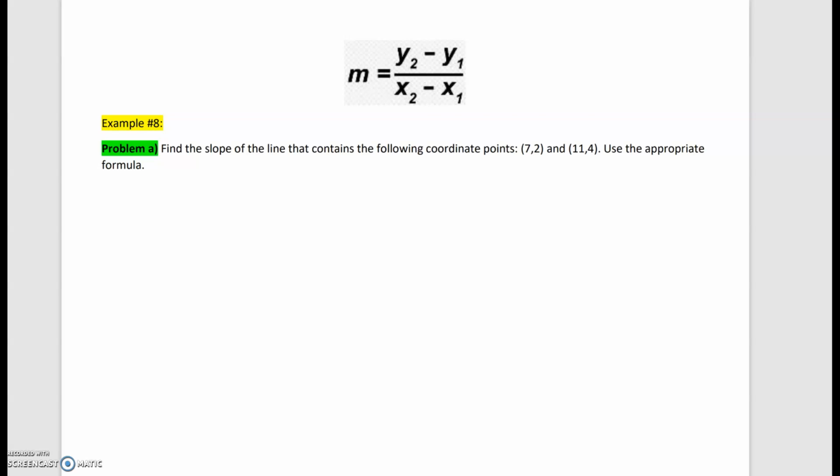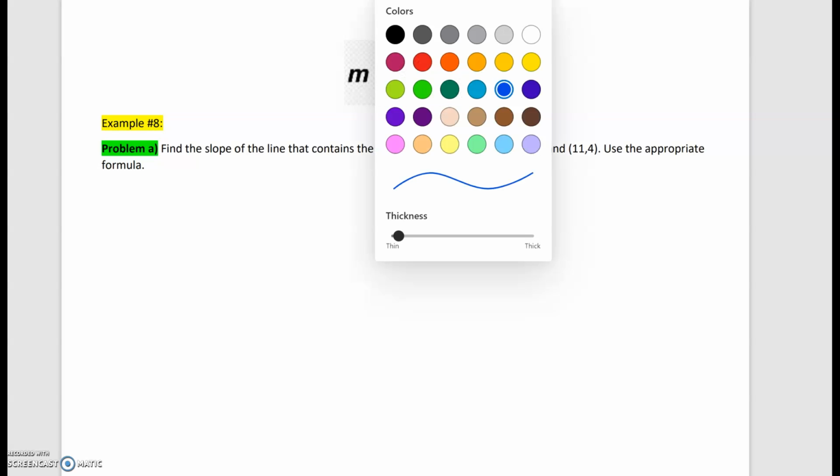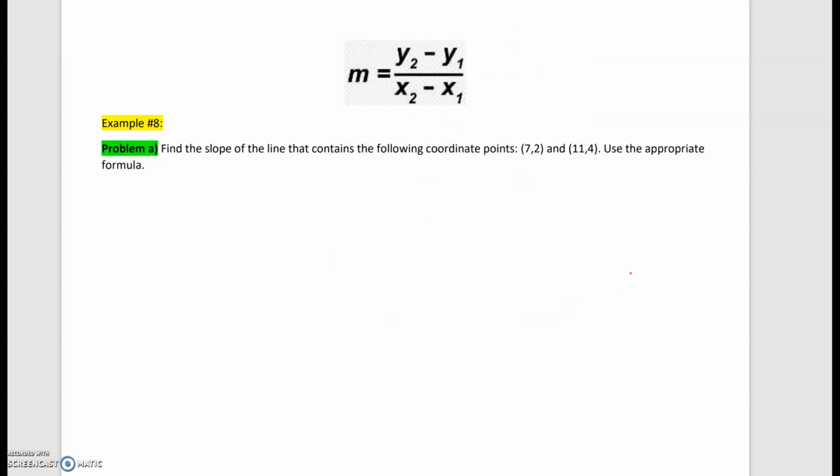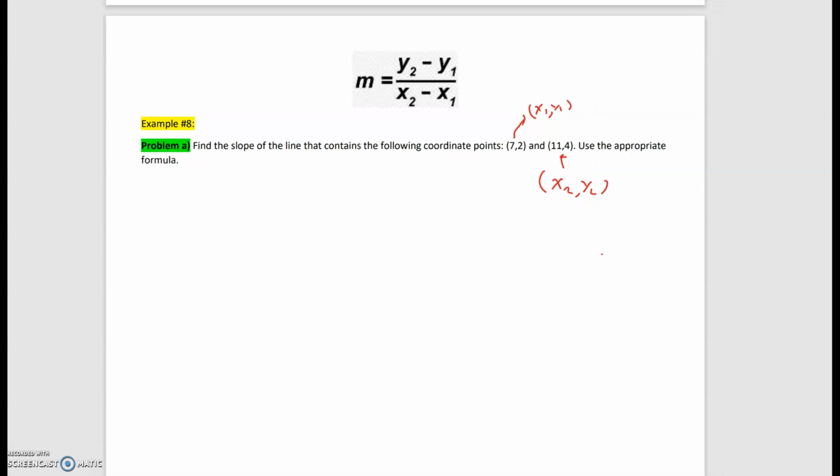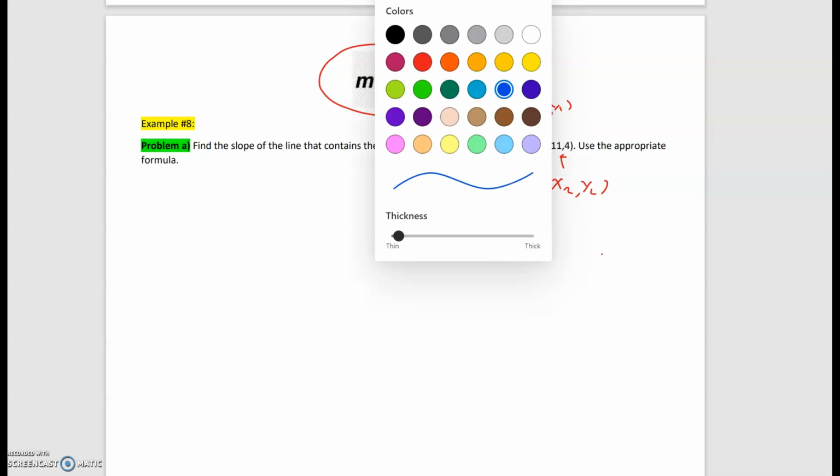Hi class, for these problems we're going to be calculating the slope of a line, but they're only going to give us the coordinate points. So what we're going to do here is the following. The first coordinate point that's given, label it as x1 comma y1, and then the second one will be our x2 comma y2. And then they want us to use the appropriate formula, so they're referring to the formula that's up here. But let me actually rewrite it.